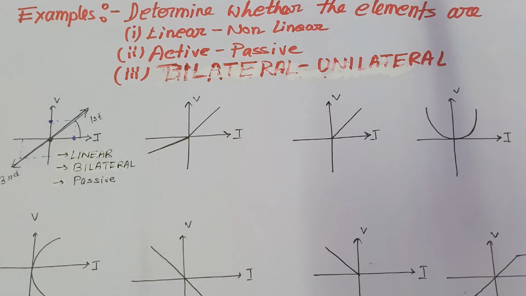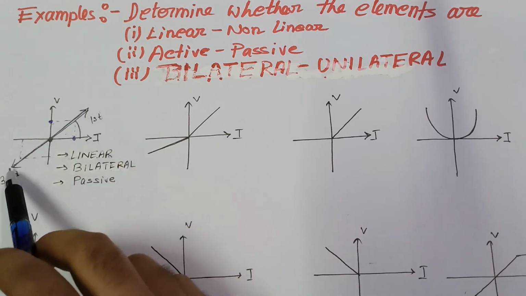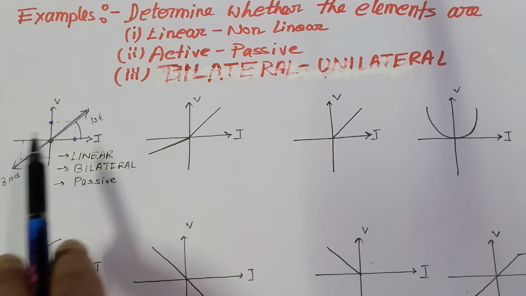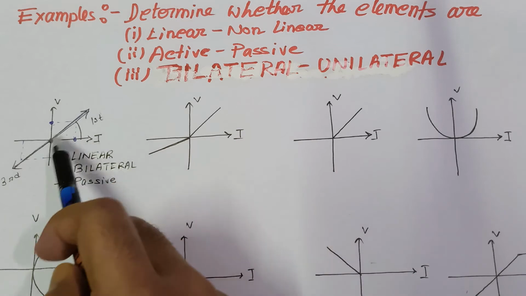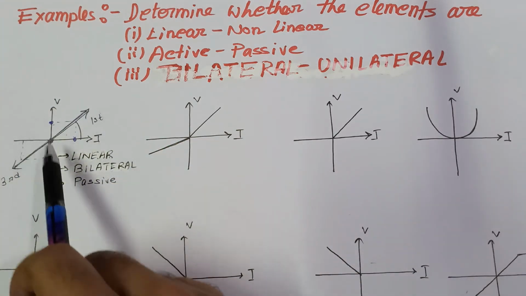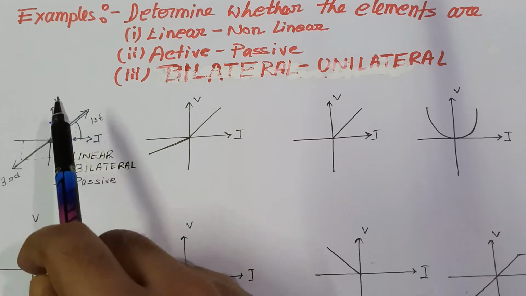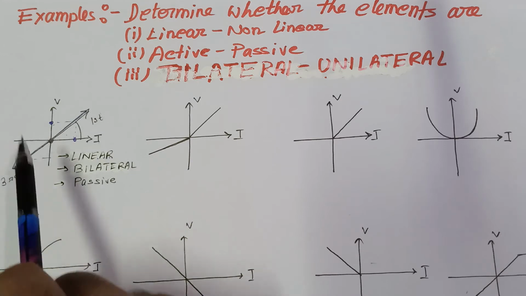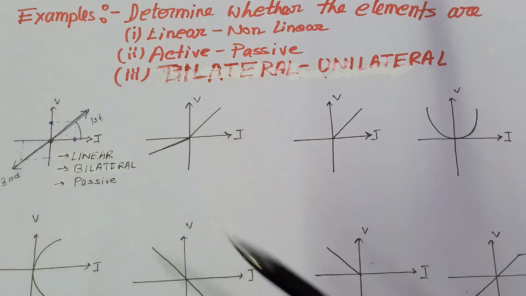Now, if you ask me, sir, whether it is time variant or time invariant, no, we cannot determine. Why? Because the VI characteristic is shown for only one time instant. If you increase the time, this VI characteristic may or may not change. So following only the equation for a single time instant, we cannot determine whether it is time variant or time invariant. But we are assuming this as time invariant.